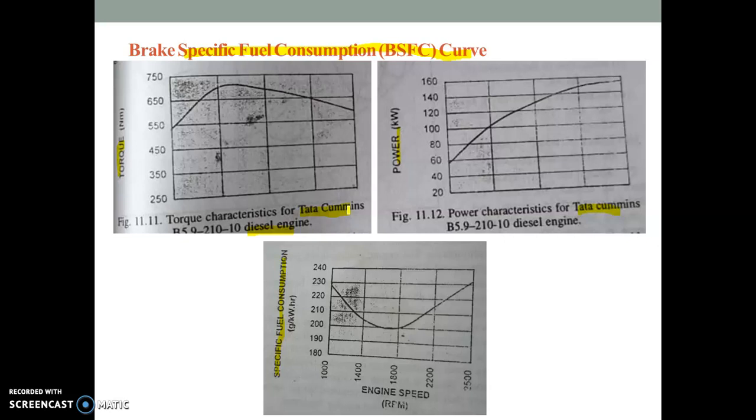So today's point, that is performance curves, is covered. In the next lecture, the remaining portion of unit number 1 will be discussed.